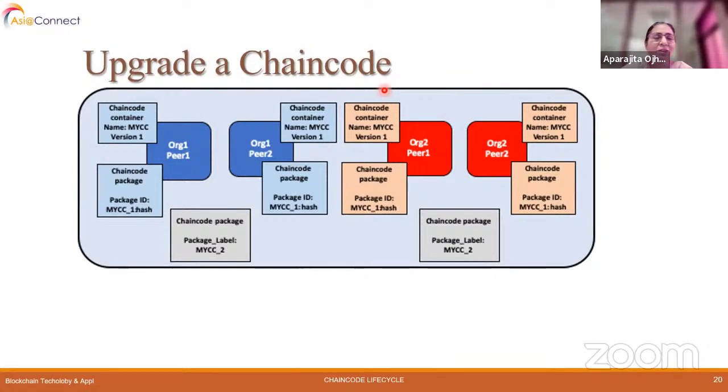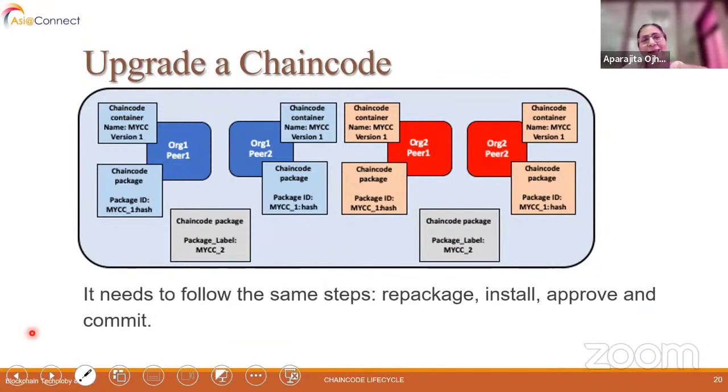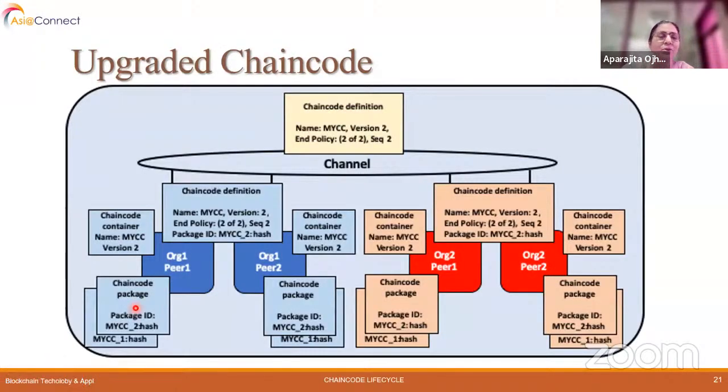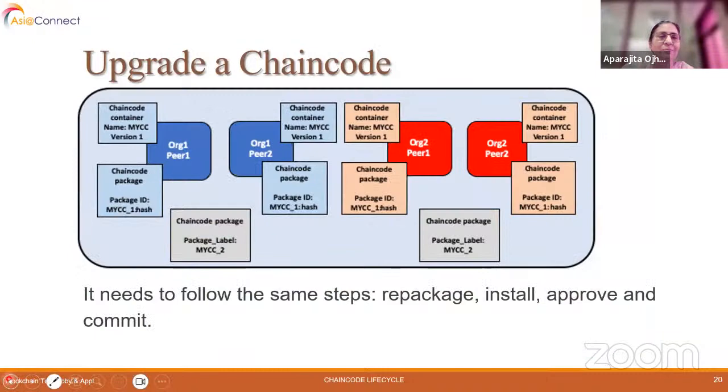Okay, so for upgrading a chain code, actually the same cycle is required. You need to follow the same steps: repackage, install, approve, and commit, right? All 4 steps are required. Just like I told you that a transformer has to be removed and a new transformer comes. So for upgrading, here it is a replacement that I'm talking about, but upgrading a chain code also requires the same process here, right?